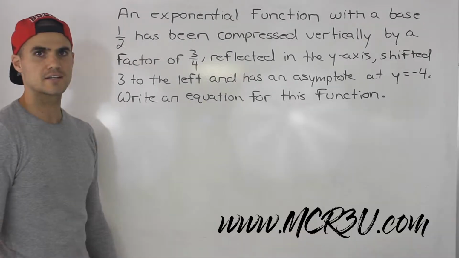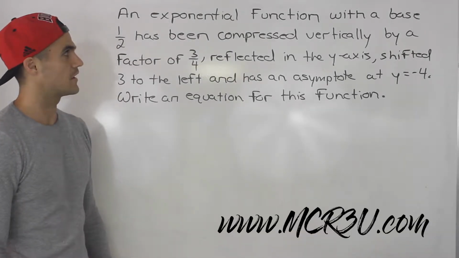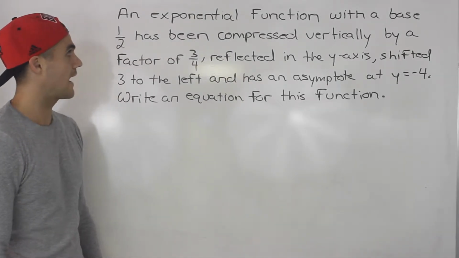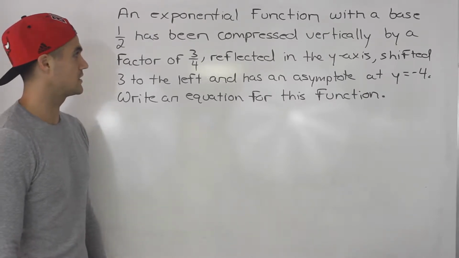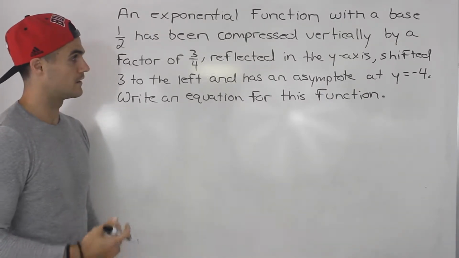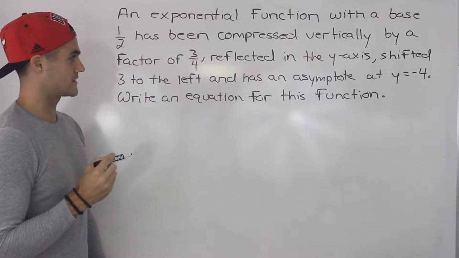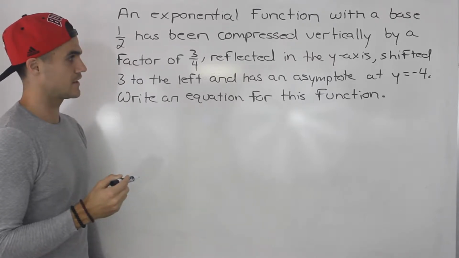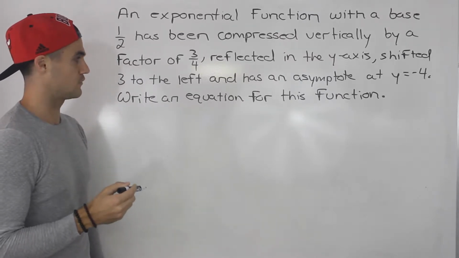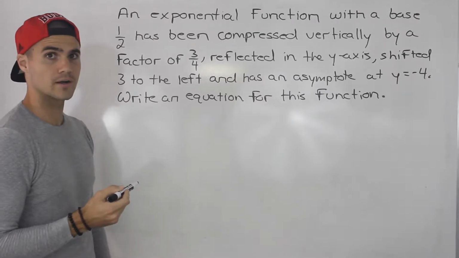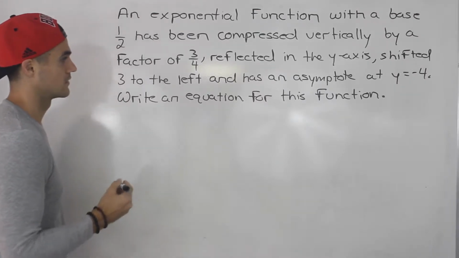Moving on to the next communication question on the test. So an exponential function with a base 1/2 has been compressed vertically by a factor of 3/4, reflected in the y-axis, shifted 3 units to the left, and has an asymptote at y equals -4. And then we got to write an equation for this function.